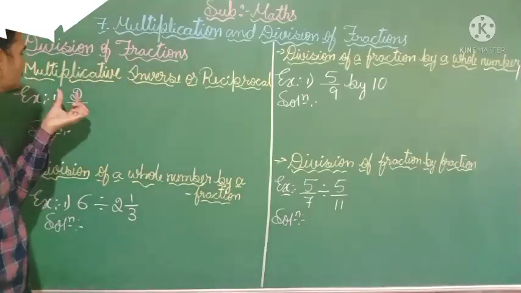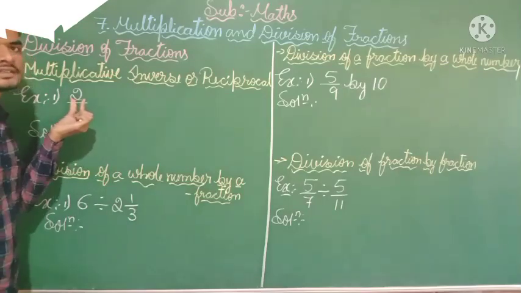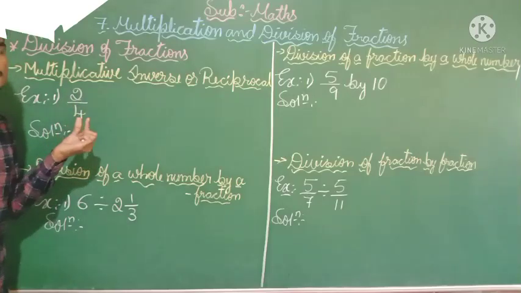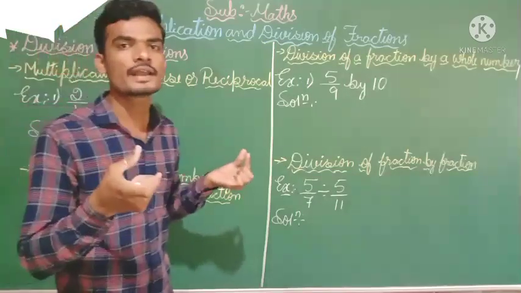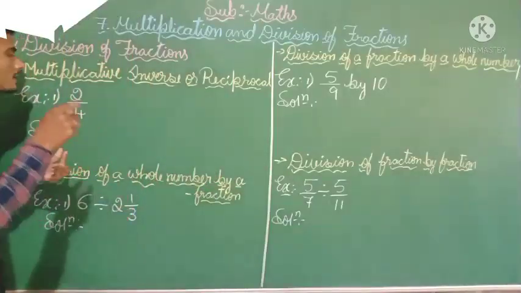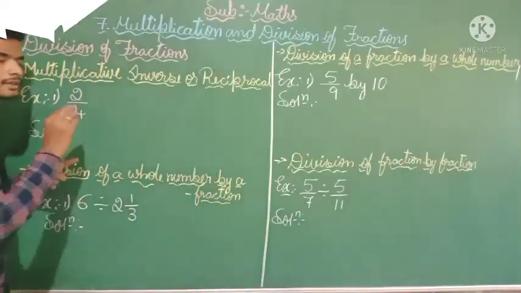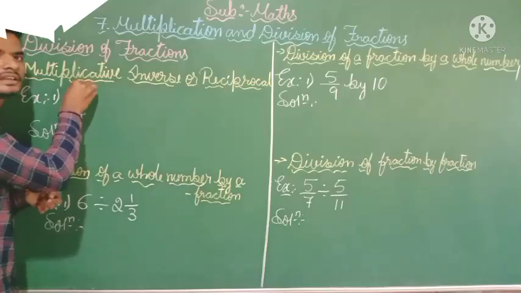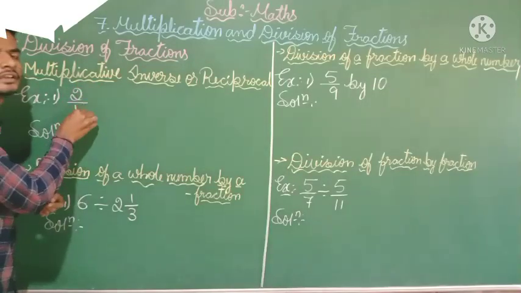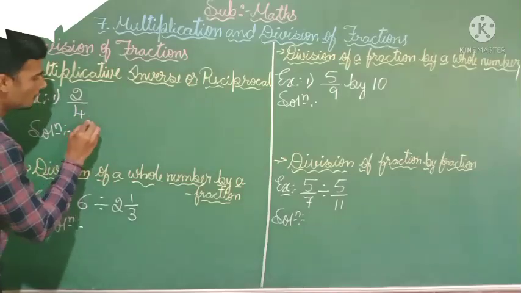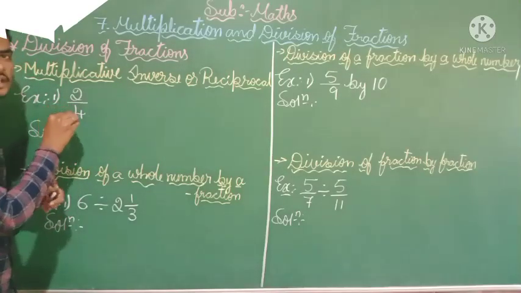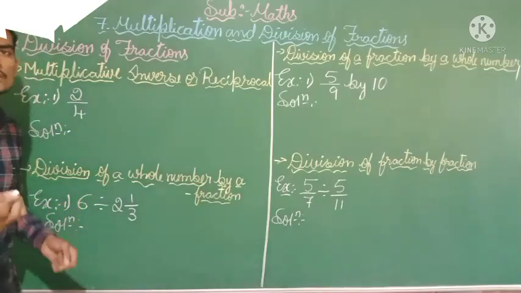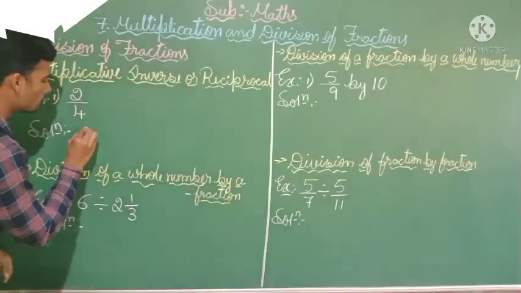See here now. For example, I have taken 2 by 4. What is the reciprocal of 2 by 4, or what is the multiplicative inverse of 2 by 4? If the question arises like this, how will you write? Very good. You write 4 by 2, because you know that multiplicative inverse or reciprocal means the denominator should come at the numerator and the numerator should come at the denominator. This you have to follow. So what is the multiplicative inverse of 2 by 4? Yes, very good. That is 4 by 2.